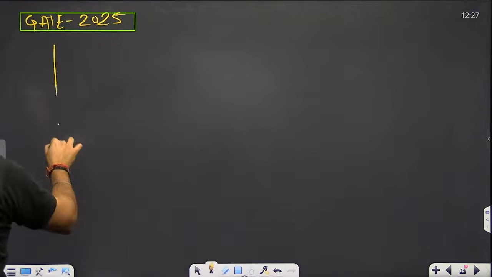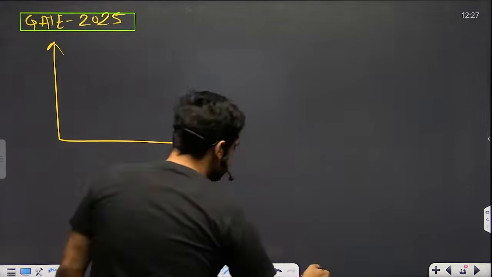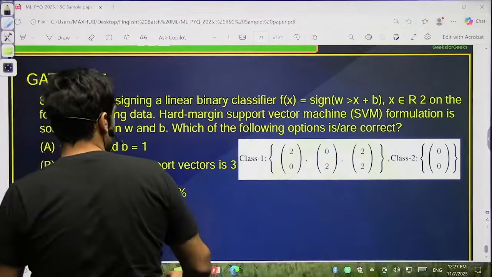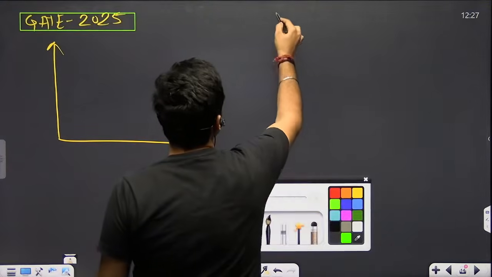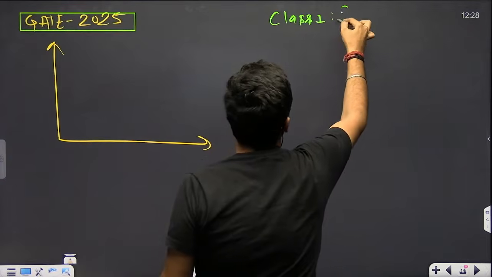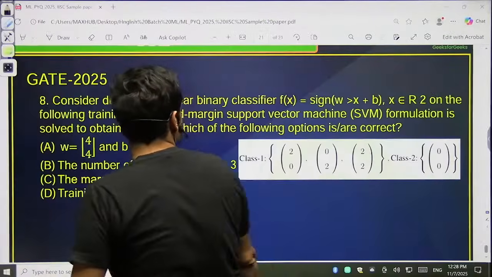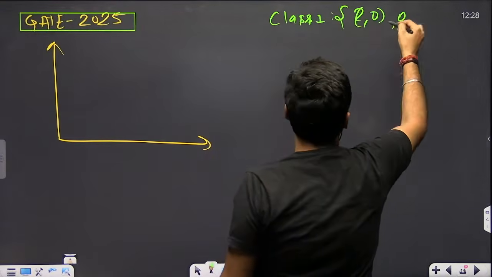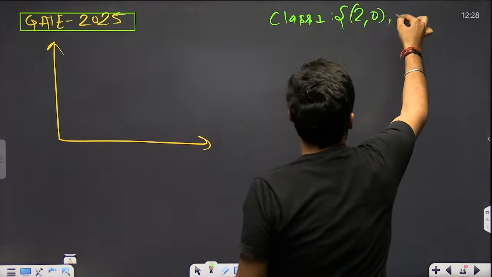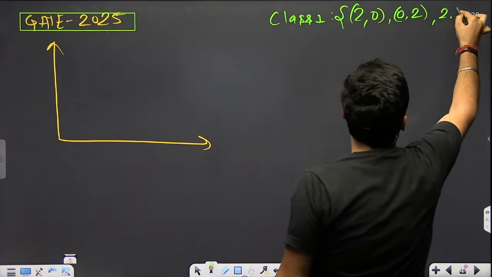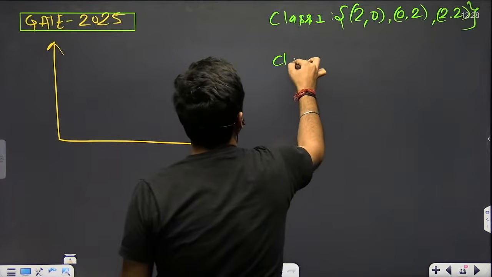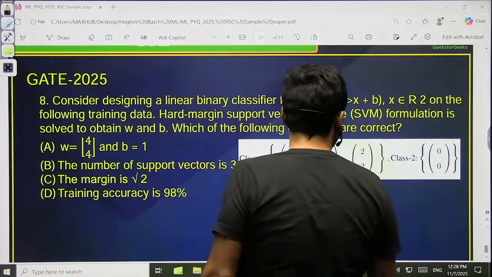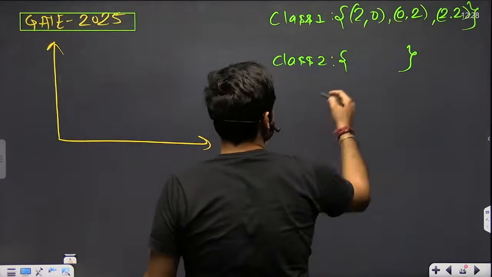Okay, so firstly what I'll do is I'll just draw a graph, because we have certain points from class A and B, right? Class 1 points are 2 0, 0 2, and 2 2. Class 2 points are 0 comma 0.